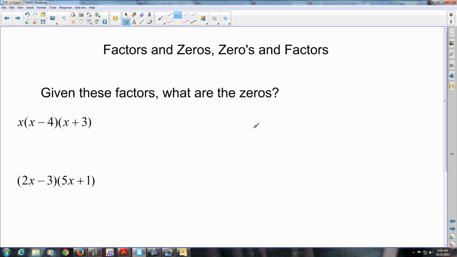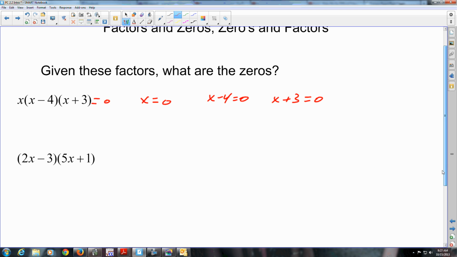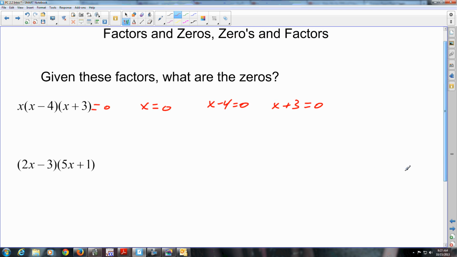Okay. Factors and zeros. Given these factors, what are the zeros? When I give you the factors and ask for the zeros, you're setting each of these equal to 0, just like we had just done in the previous problems, and you solve what they are. So that shouldn't be any big surprise. If I give you the factors, that's how you find the zeros. Okay? Elementary, you got it. You don't need me to do it.